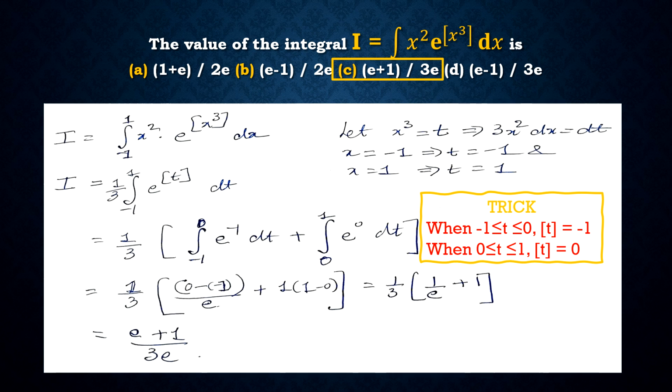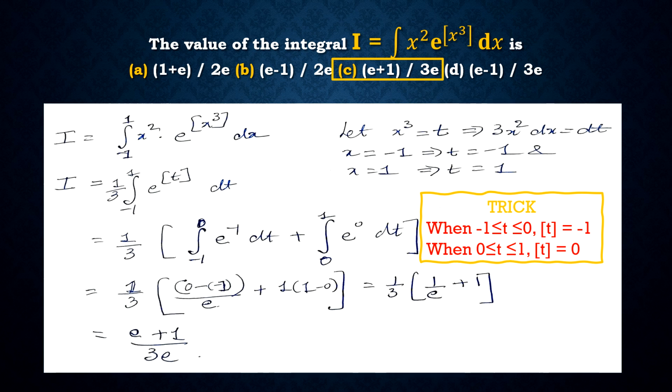In the first case, when your t is between −1 and 0, then the greatest integer function of t will return the value −1. Again, why? Because, for example, if you have t greater than or equal to −1, for example −0.6, the greatest integer less than or equal to −0.6 will be −1.